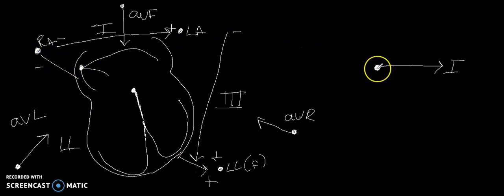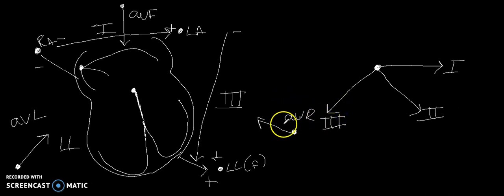I'm going to take lead 2, and I'm going to pick it up, and put its negative end here, in the center of the heart. I'm going to draw it down here like this. Lead 2. I'm going to do exactly the same with lead 3. I'm going to put it here, so that its negative end is here. So this is the positive end. Positive, positive, positive. Lead 3.